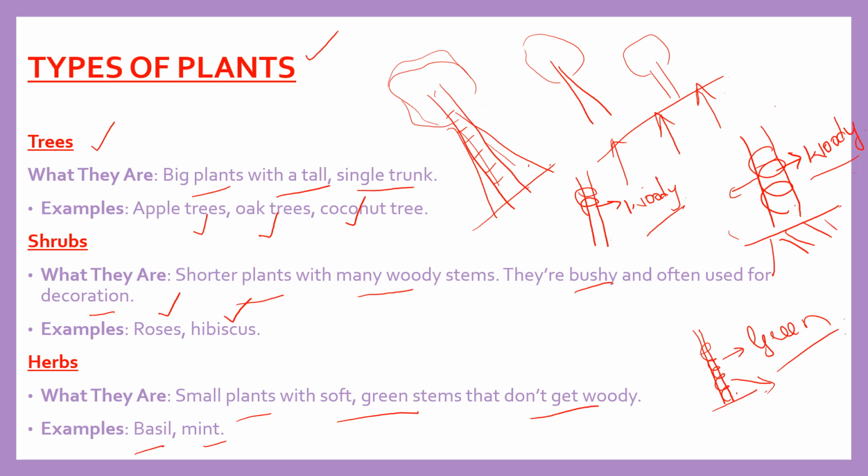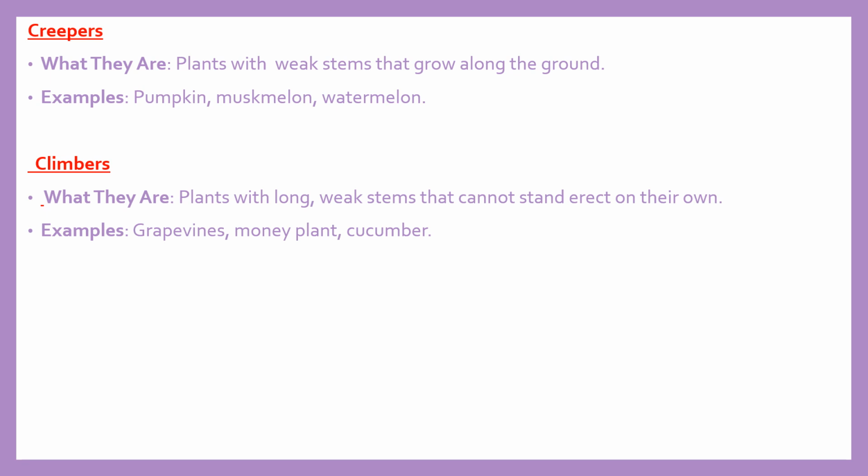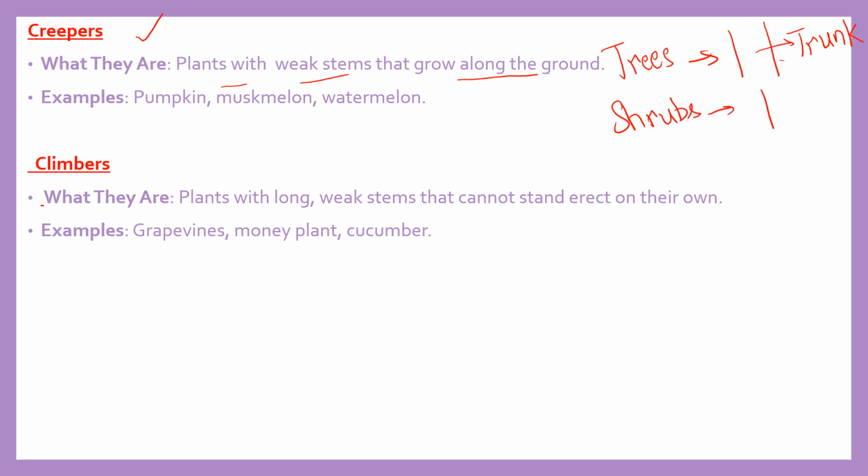Okay, next is creeper. What are creepers? Creepers are the plants with weak stems that grow along the ground. So now you have seen trees, right? Trees have a very strong stem, and it is called what? Yes, trunk, right. And then come shrubs. Shrubs also have a woody stem, right? Woody stem means you feel like it is strong. Yes, it is stronger than herbs, but it's not as strong as trees.